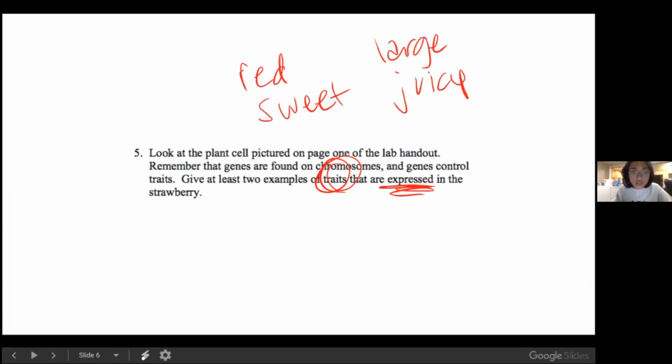All of these traits and characteristics are because that strawberry had specific DNA that was the blueprint of the strawberry. And that DNA told the strawberry, hey, you're going to be a red, sweet, large, and juicy strawberry, because the DNA is the blueprint of the organism.